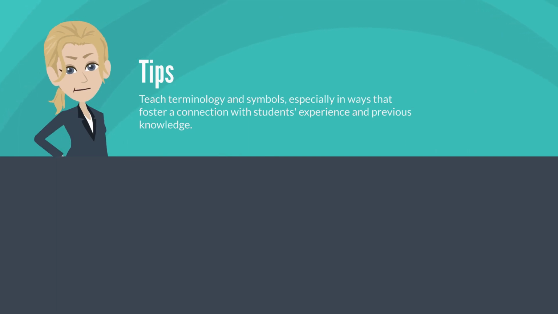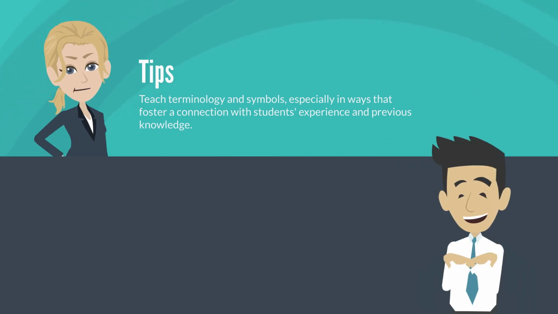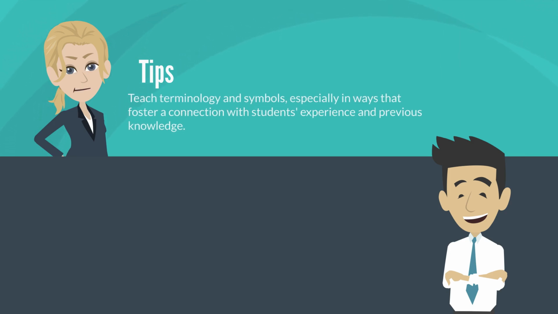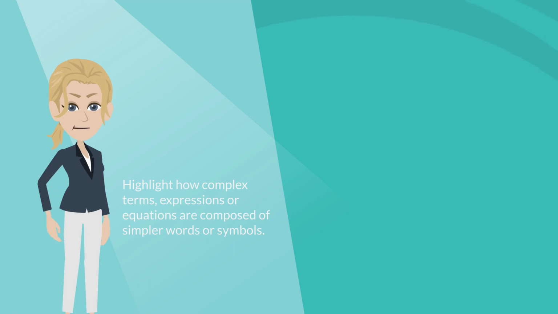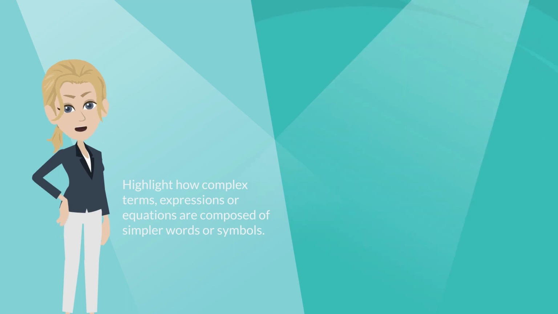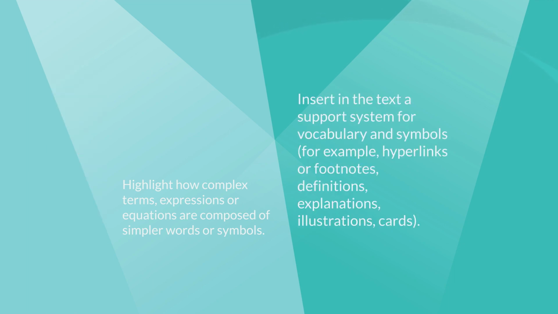Tips. Teach terminology and symbols, especially in ways that foster a connection with students' experience and previous knowledge. Provide graphic symbols with alternative descriptions of the text. Highlight how complex terms, expressions, or equations are composed of simpler words or symbols. Insert in the text a support system for vocabulary and symbols, for example, hyperlinks or footnotes, definitions, explanations, illustrations, cards.